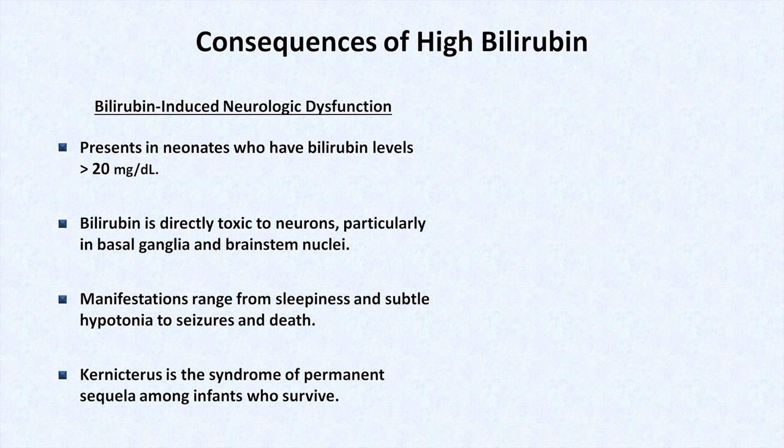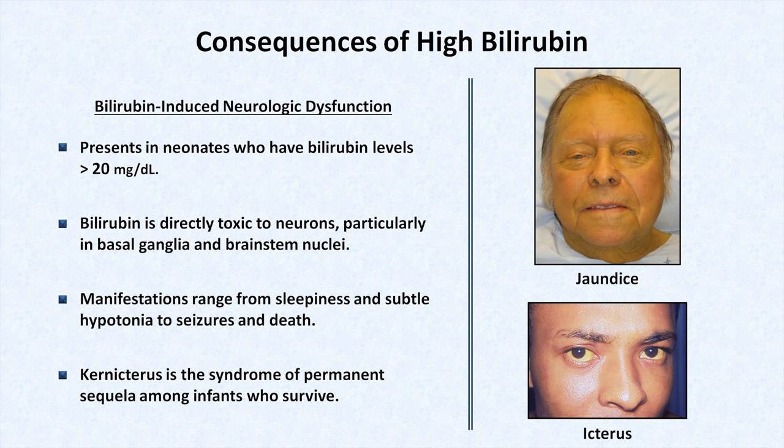In older children and adults, a high bilirubin isn't directly dangerous at all, but can lead to a yellowish discoloration of the skin called jaundice and yellowish discoloration of the sclera called icterus. Both jaundice and icterus occur at a total bilirubin level above 2.5 to 3 milligrams per deciliter.